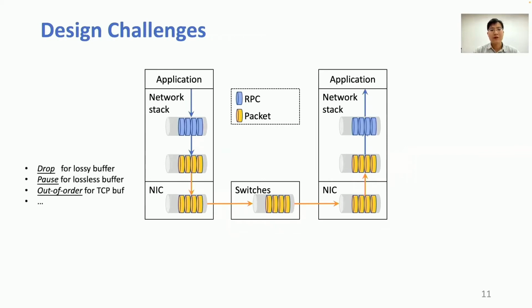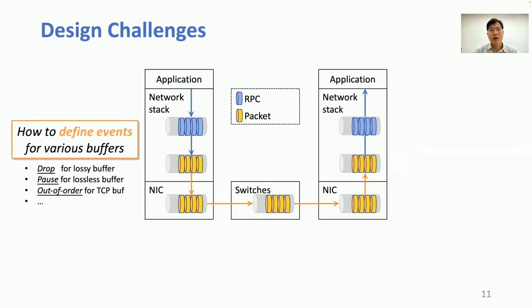First, different types of buffers have different abnormal events. For example, lossy buffers may drop data, while lossless buffers pause packets, and TCP buffers maintain packet order and may delay packets. So defining events for various buffers is not easy.